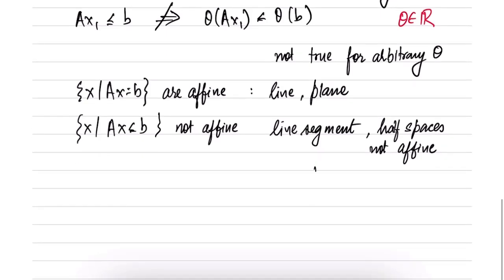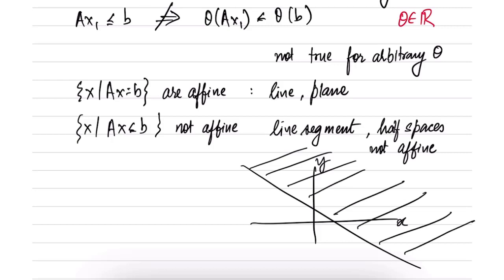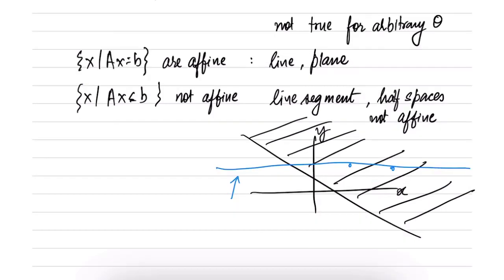So just to draw it, this is R2. Let's say this is the XY plane. I draw any line, then this is a half space. And as you can see, this is not affine because I could take 2 points and pass a line through them, and obviously this line lies outside the set. So this is not an affine set.